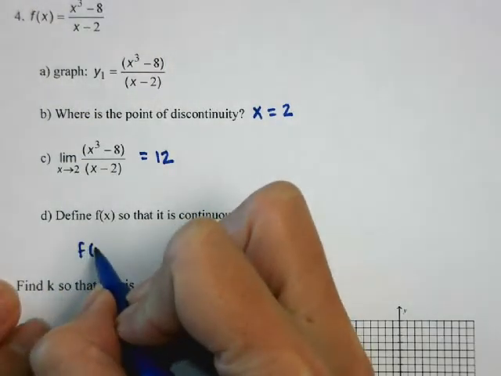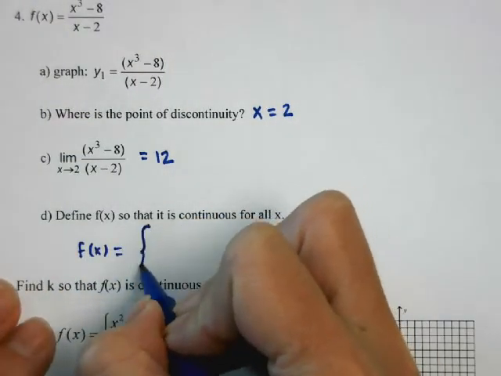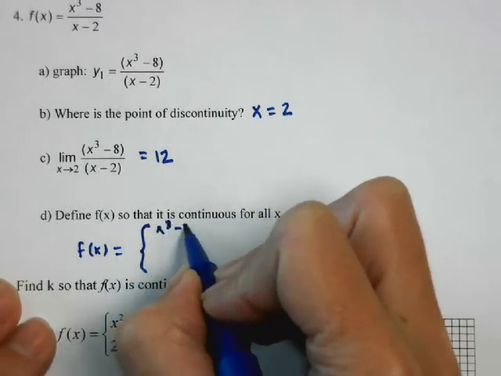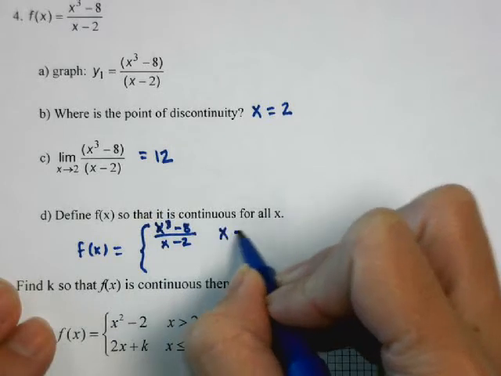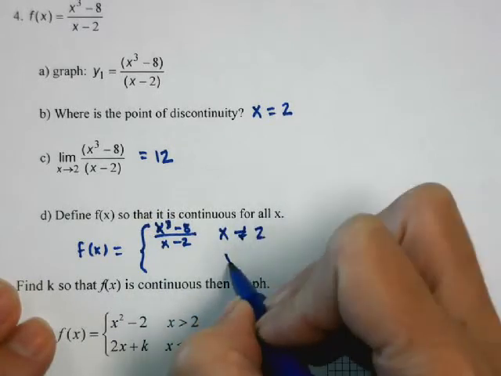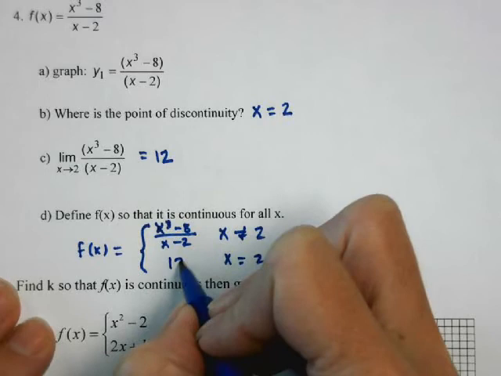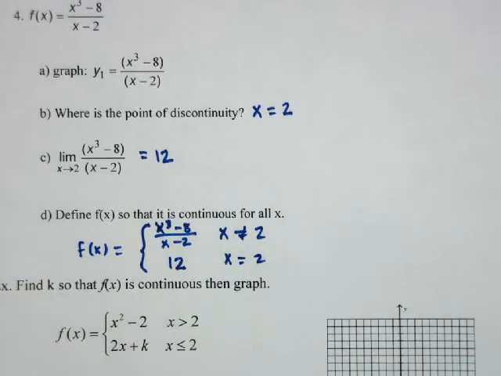So then this can be redefined. X cubed minus 8 over x minus 2 when x doesn't equal 2. When it does equal 2, plug the hole with a 12.